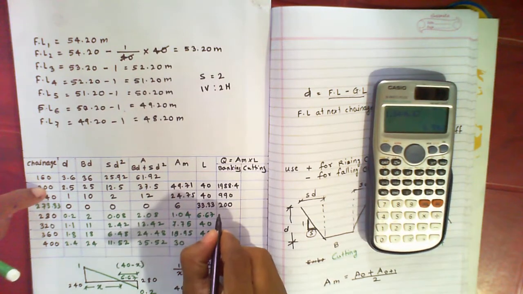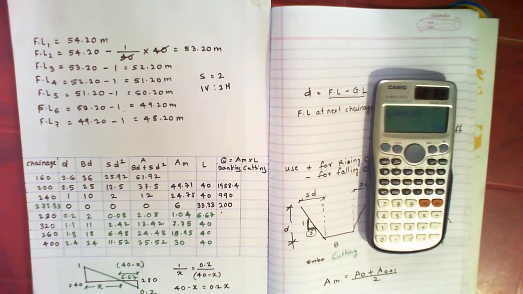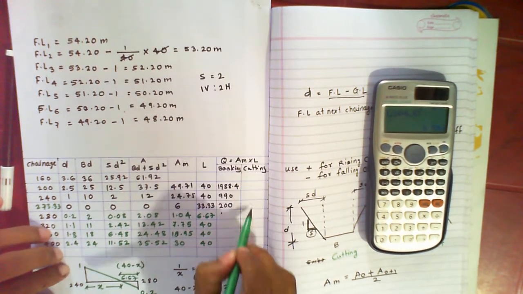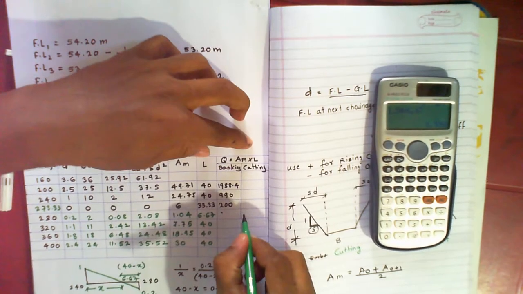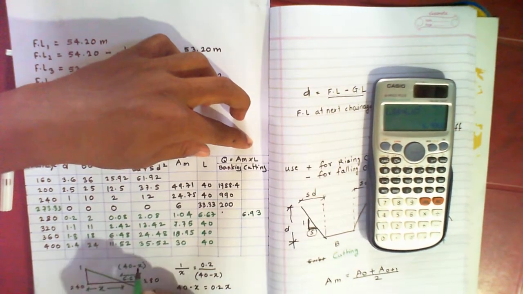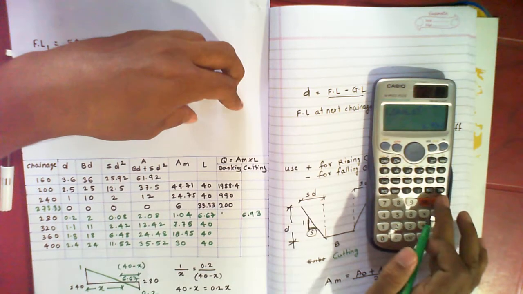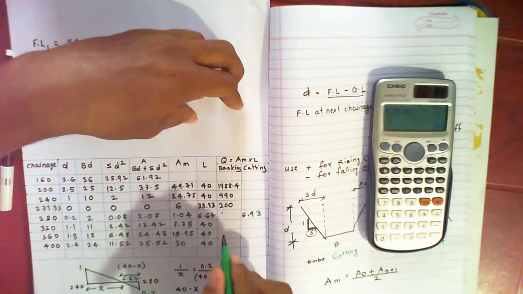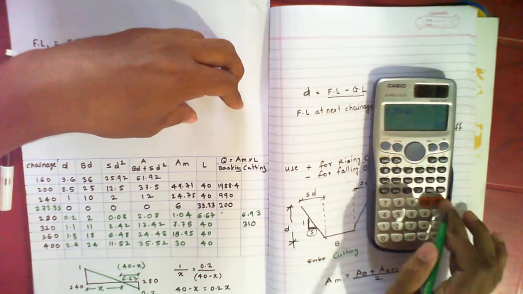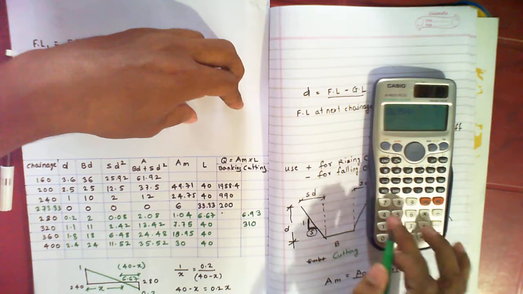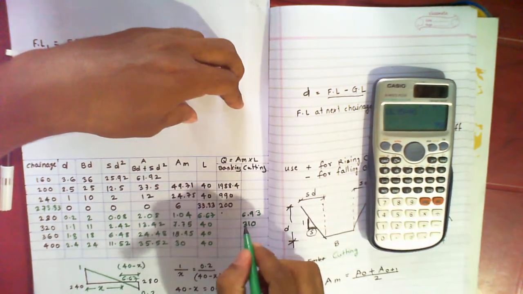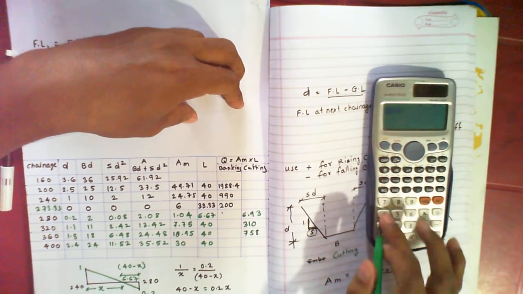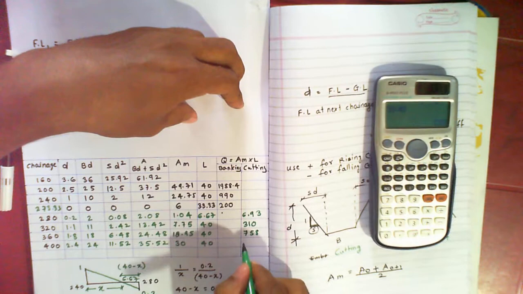Then 1.04 into 6.67, that is 6.93. I will use green pen. So these green values are for cutting, so I will write it here, 6.93 meter cube, 7.75 into 40, that is 310. 18.95 into 40, that is 758. 30 into 40, that is 1200 meter cube.